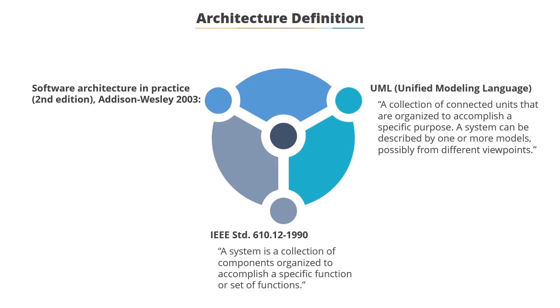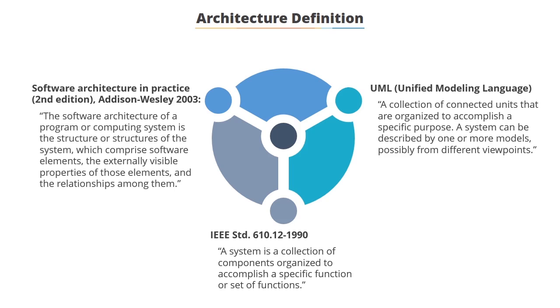The IEEE says a system is a collection of components which need to be organized to perform a particular function or set of functions. And Software Architecture in Practice says the software architecture is the structure of a program, which enables the elements to be connected together, and the relationships between them.